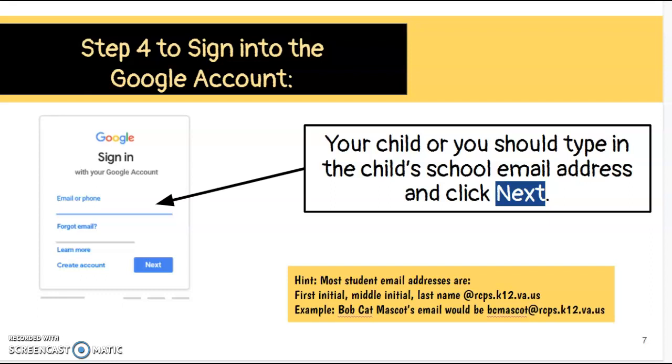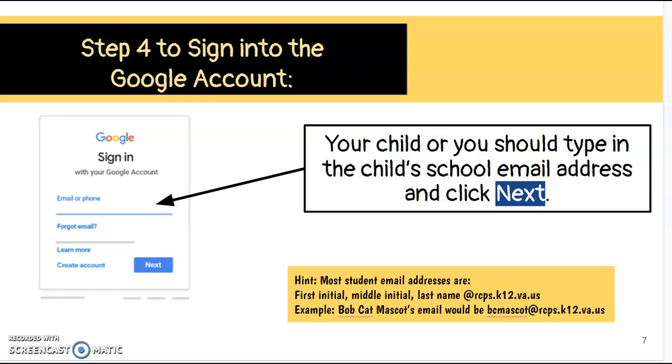Your child or you should type in the school's email address and click Next. So your child's school email address is usually their first initial, middle initial, last name at rcps.k12.ba.us. So for example, let's use our Bobcat mascot's email. It would be bcmascot@rcps.k12.ba.us.